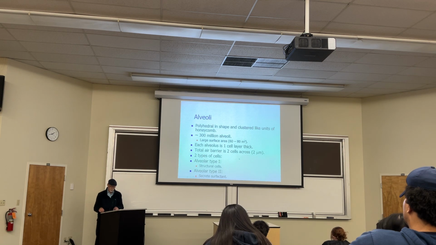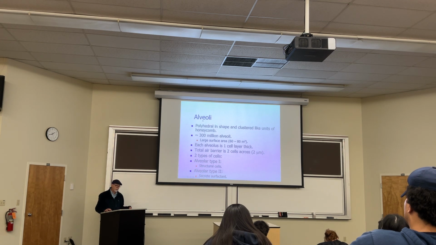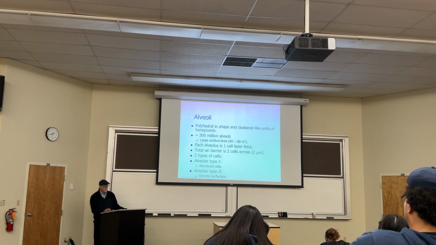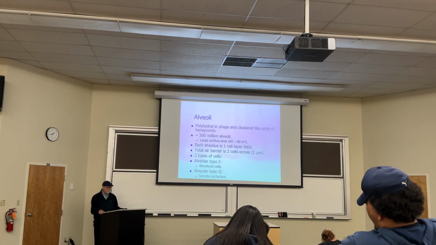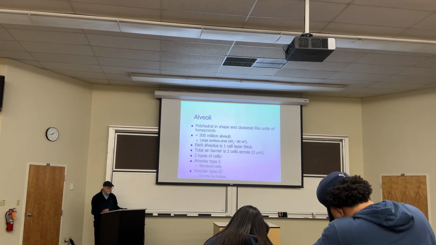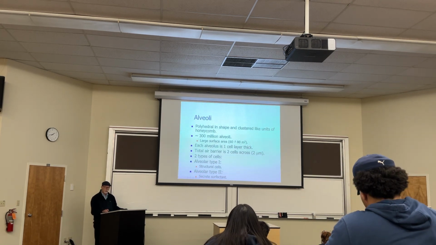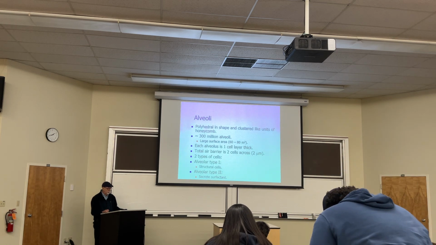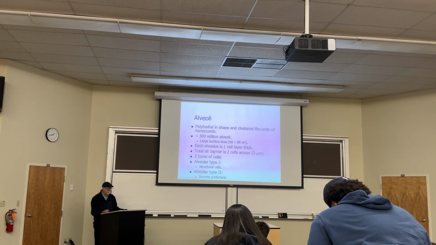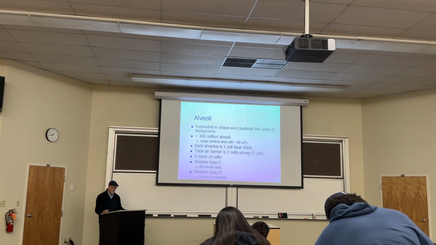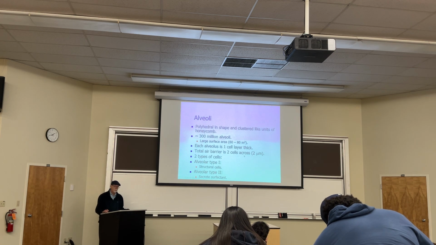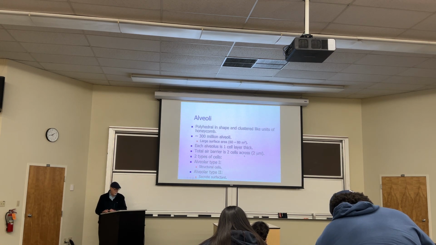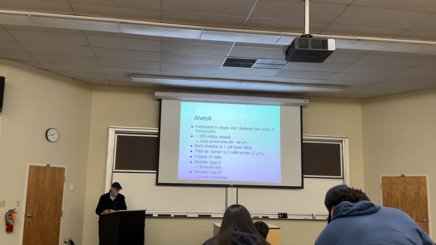We finally get to our last structure of the pathway. These are the alveoli. And we have about 300 million alveoli in each lung. The surface area we mentioned briefly, that's 75 square meters, about the size of a tennis court, and 300 million alveoli. Each alveolus is only one cell thick, and the total barrier between the blood, pulmonary capillary, and the air in the alveoli is about 2 microns.